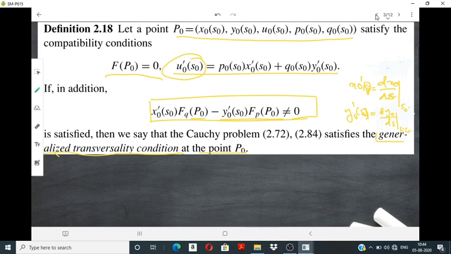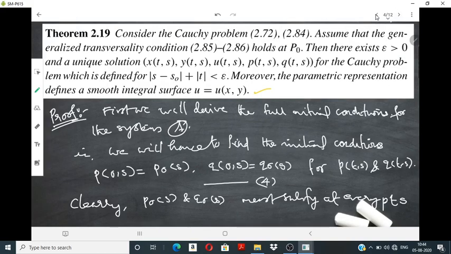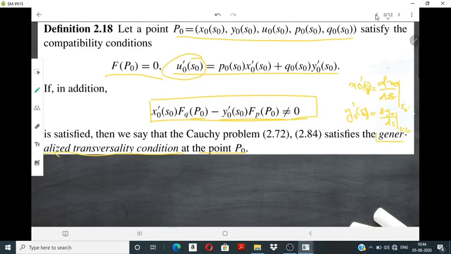This result is explained in the next theorem. So consider the Cauchy problem 1 and 2. Assume that the generalized transversality condition, let the conditions be these two, let it be 3 and this be 4.